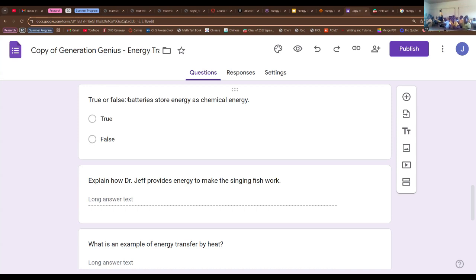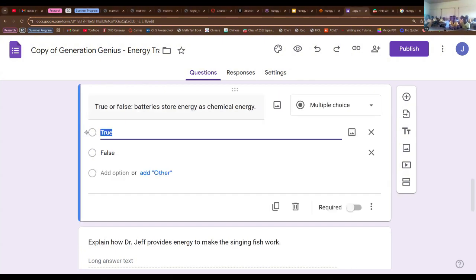So, true or false, do batteries not store energy as chemical energy? Yes, that's right. The answer is true. That is correct. Because batteries store chemical energy that we can use to convert it to many other forms, for example, electrical devices that can be powered by batteries. So batteries need to store energy as chemical energy. That is true.